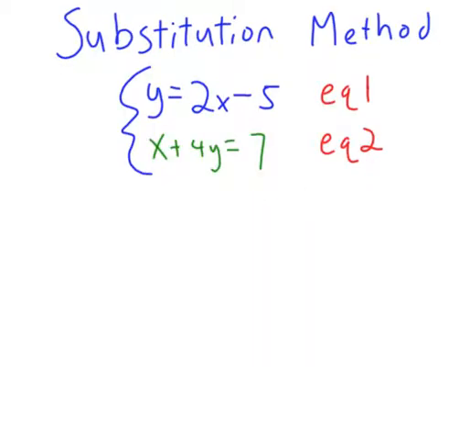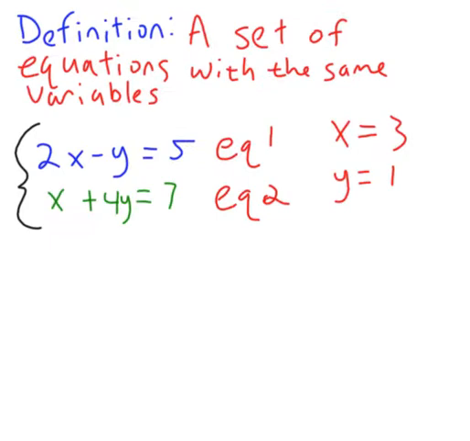Well, let's define what we're talking about first. A definition for a system of equations. It's a set of equations with the same variables. The same variables. That's important because if we had a z in here, for example, along with x and y, then we'd have three variables, three unknowns, and two equations. You need as many equations as you have variables in order to solve. So a set of equations with the same variables. We have two equations, two unknowns. Have I said that enough yet?